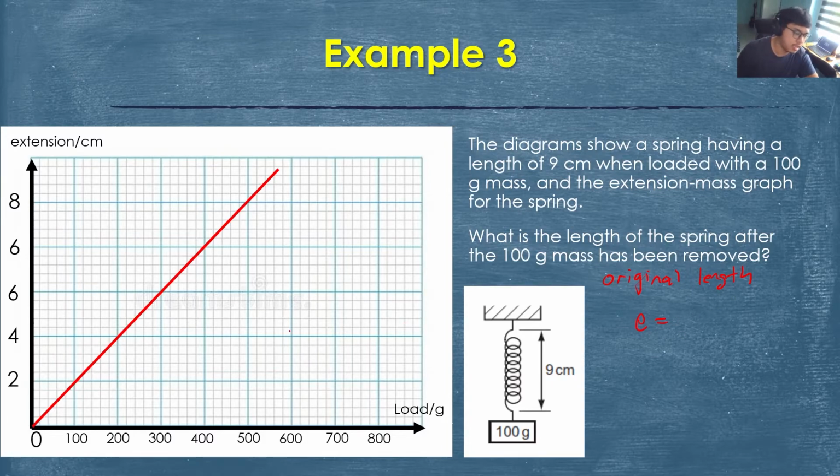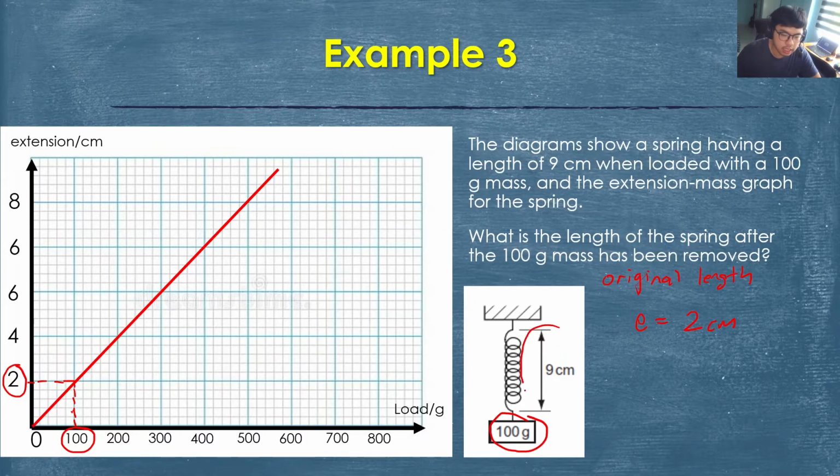So E, extension. When the spring is given a mass of 100 gram, we can find out the extension from the graph. So let's trace this graph up there and then there. That will give us 2 centimeters. Okay, so in other words, when we give 100 gram of mass to the spring, it extends by 2 centimeters.